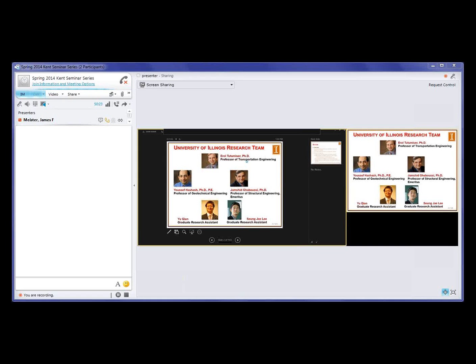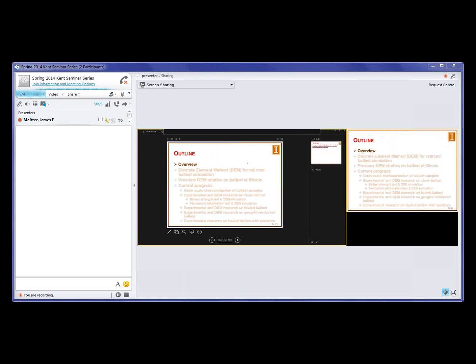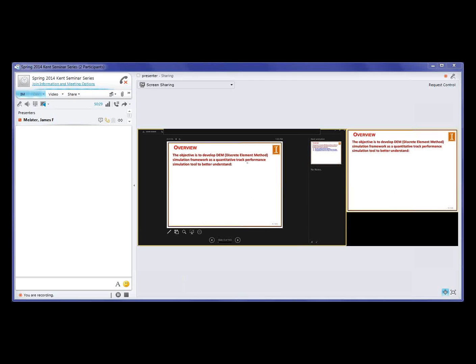The objective of this study is to develop the DEM, the discrete element method, simulation framework as a quantitative simulation tool to predict the ballast performance and to better understand the particulate nature of ballast, its complex behavior under complex dynamic loading, and also the fouling degradation trend and its impact on the track performance.